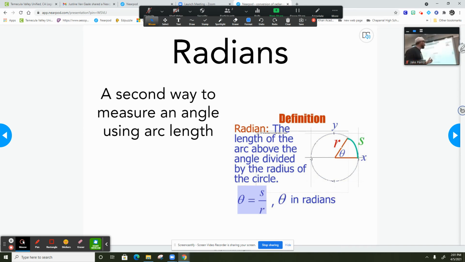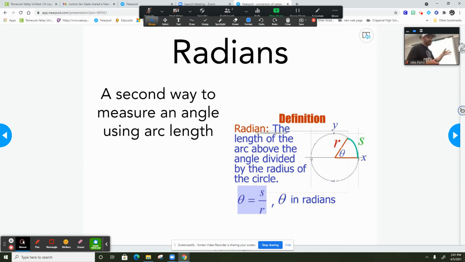What is a radian? The definition of a radian is the length of the arc above the angle divided by the radius of the circle. So we have an angle measurement theta here. We could give that a degree measurement, or we could find its value in relation to the arc length and the radius. So it's the ratio of the arc length to the radius, and that number is going to be the measurement of the angle in radians.